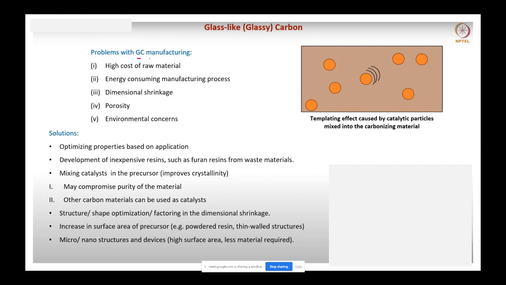Now the problems with GC manufacturing. GC is glassy carbon, or glass-like carbon. So here the first problem is the high cost of raw material. It will increase the cost of your material, because if you get the raw material at a very high cost, your end product will also be very costly.